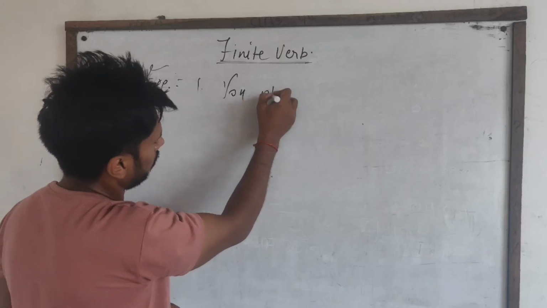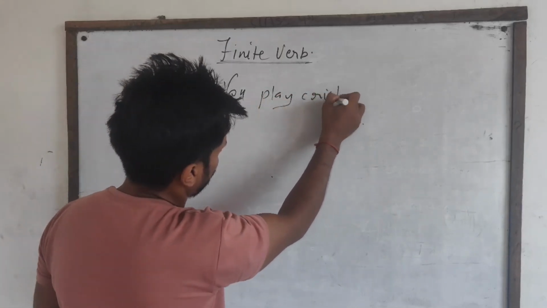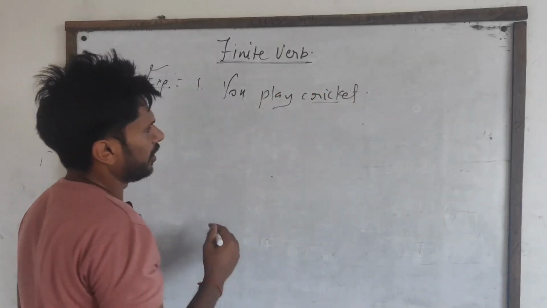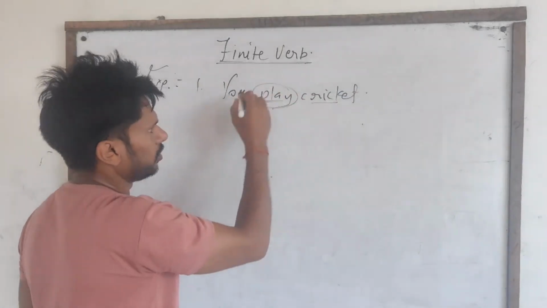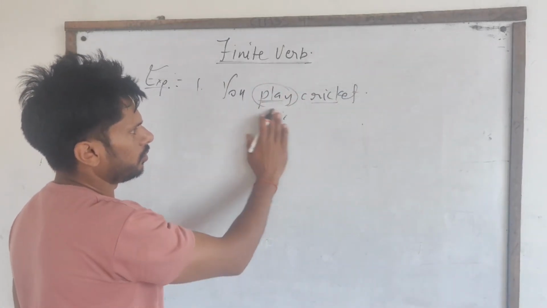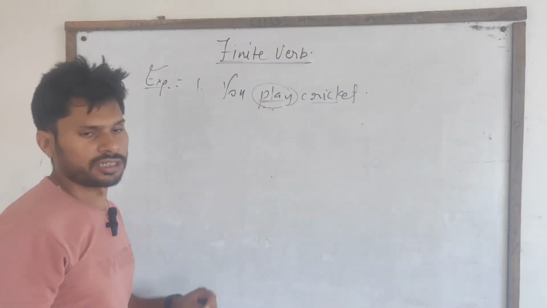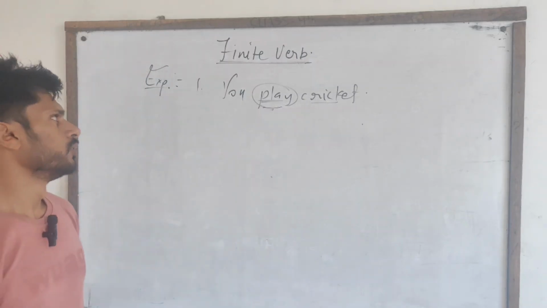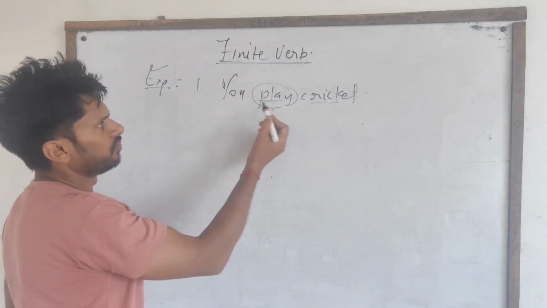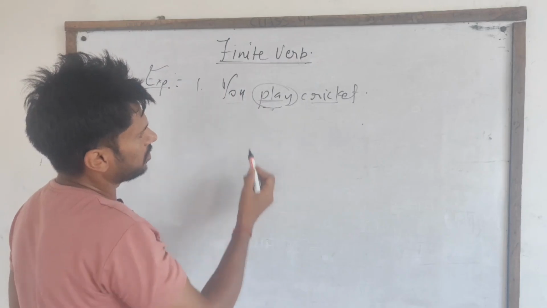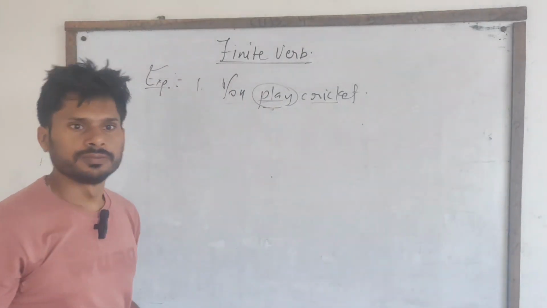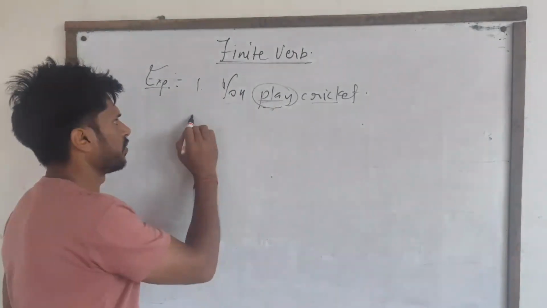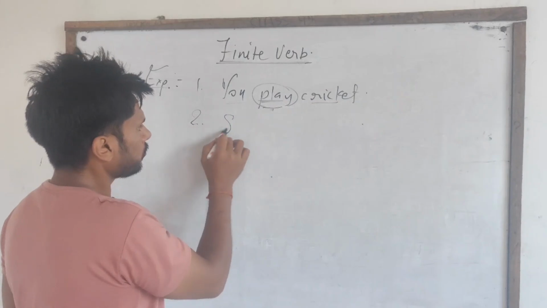You play cricket. So play is the finite verb because we can understand the tense of the sentence by seeing the verb play. If we can understand the tense of a sentence by seeing a verb, then the verb is called a finite verb. Let's see some more examples.